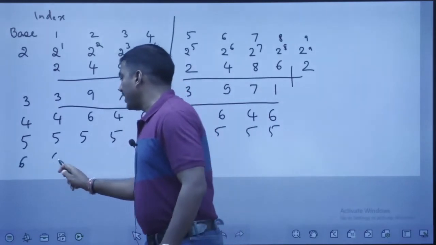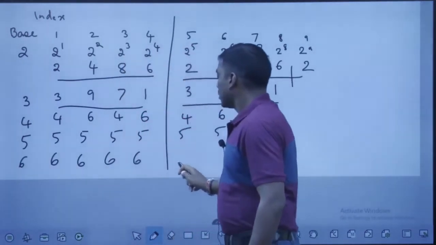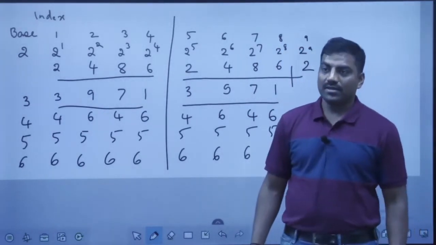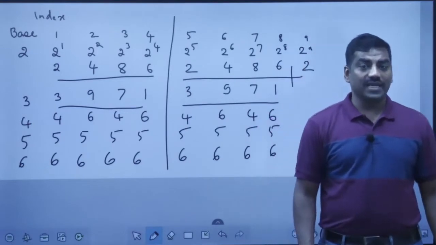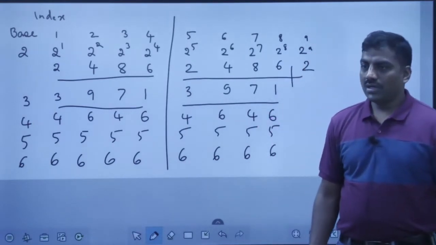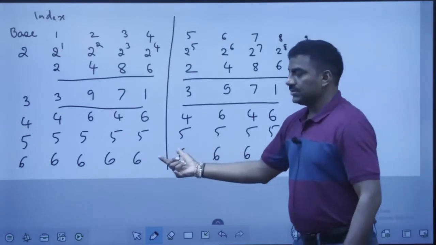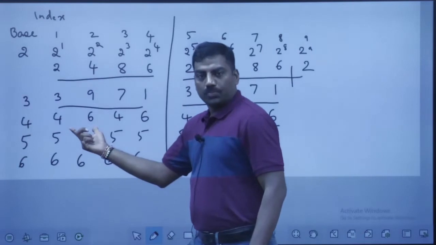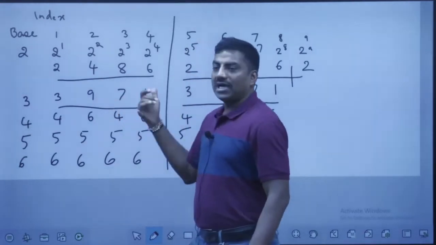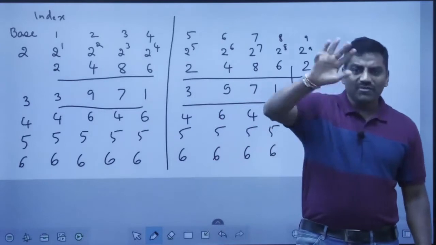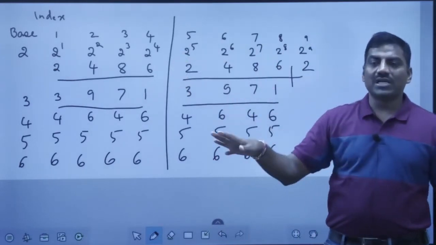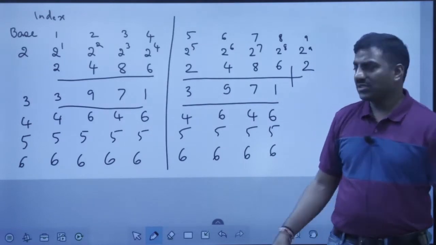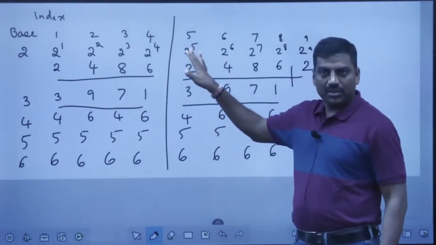6 to the power of anything, similarly 0 to the power of anything, 1 to the power of anything, is 1. So few numbers are repeating every time. Few numbers are repeating after 2 powers, few numbers are repeating after 4 powers. But generally we can take that the repetition will happen after every 4 powers, because the maximum repetition is 4, right?